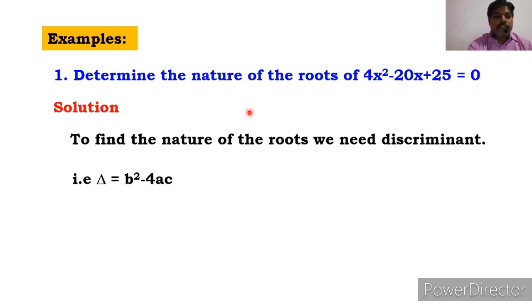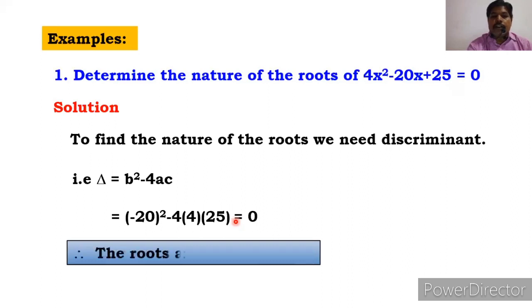That is nothing but b square minus 4ac. So replace the b value, minus 20. That is minus 20 whole square minus 4 into a value 4 and c value 25. So 16 into 25 is nothing but 400, and minus 20 whole square is also 400. 400 minus 400 will become 0 only. I gave the second condition in the previous one: if discriminant is equal to 0, then the roots are real and equal.